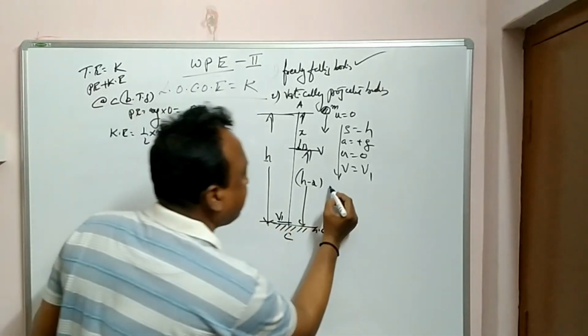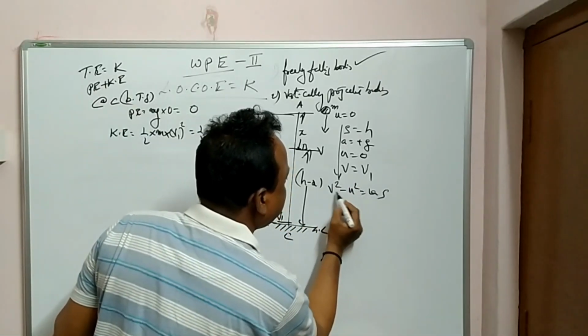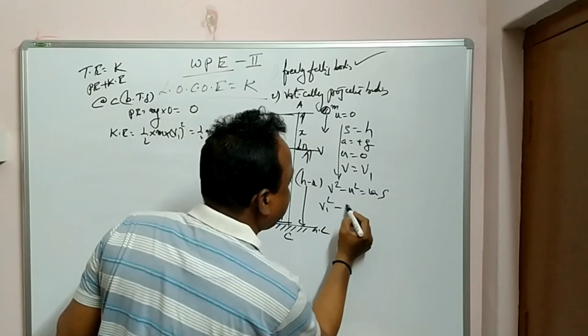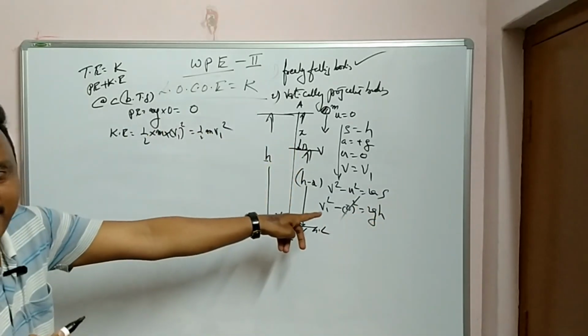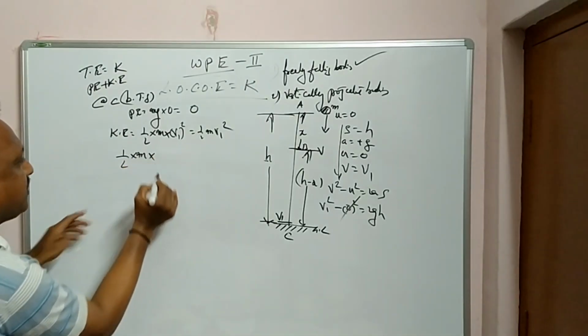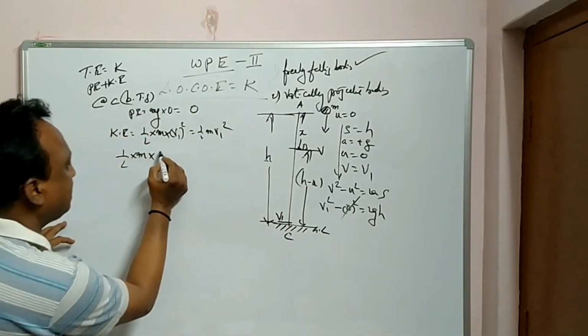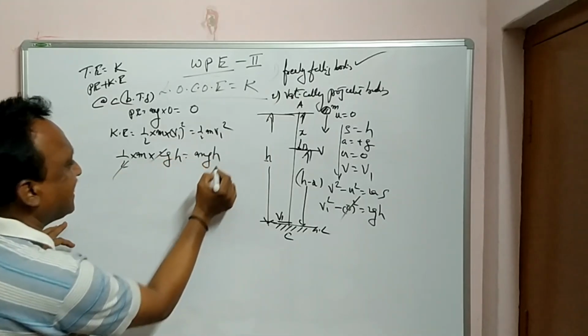Substitute all these again into the kinematic equation, v square minus u square is equal to 2as. So v1 square minus 0 whole square is equal to 2gh. So v1 square, how much did we get here? 2gh. Substitute here: half into m into v1 square, which is 2gh. 2 gets cancelled, what is left for us is mgh.